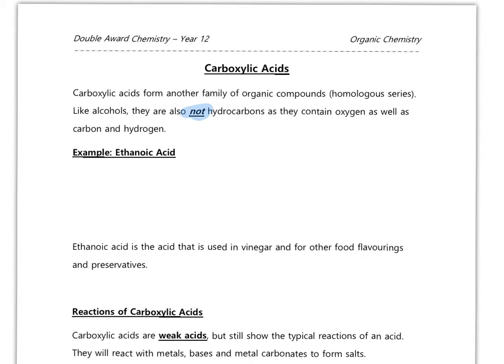So again, what can we tell from its name? Eth, first of all, tells us that there is 2 carbons, and then the anoic acid tells us that it's a carboxylic acid. Okay, so let's try and draw the structure here. First of all, we know that there's 2 carbons, so we'll draw those in the chain. Then what we've got is our functional group.